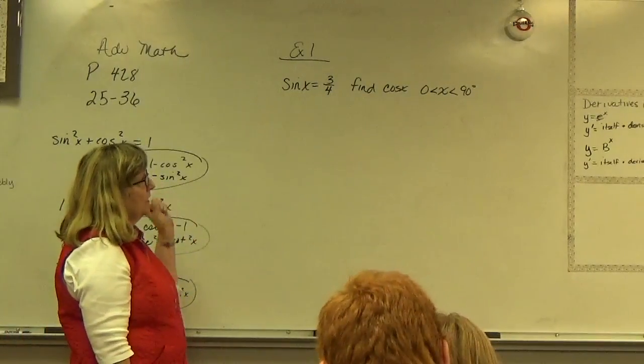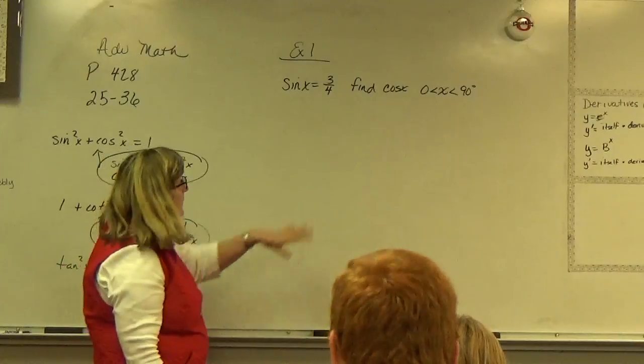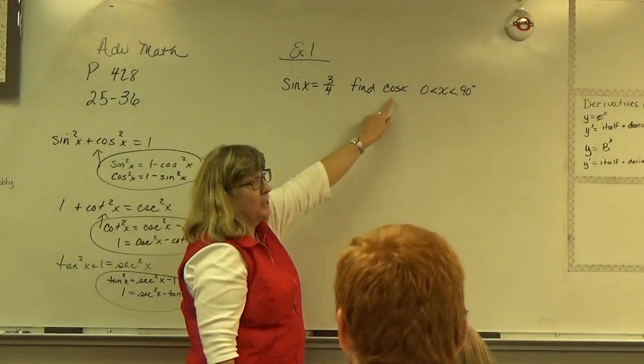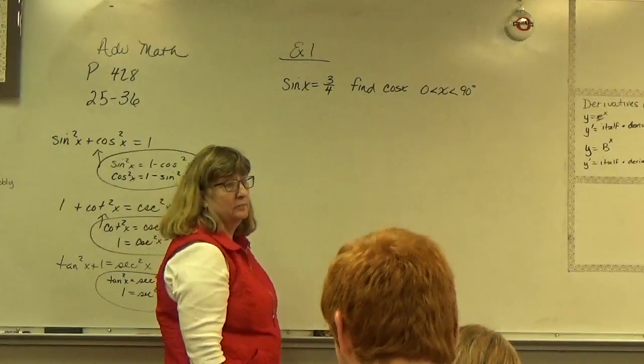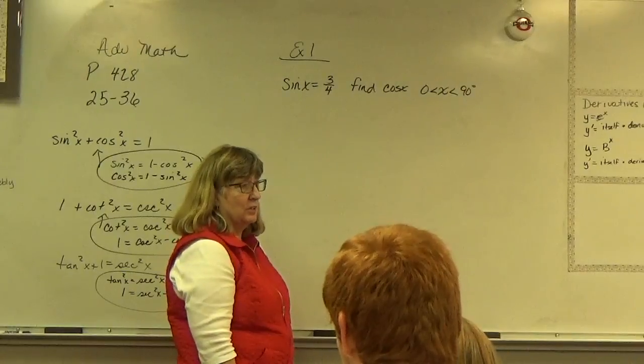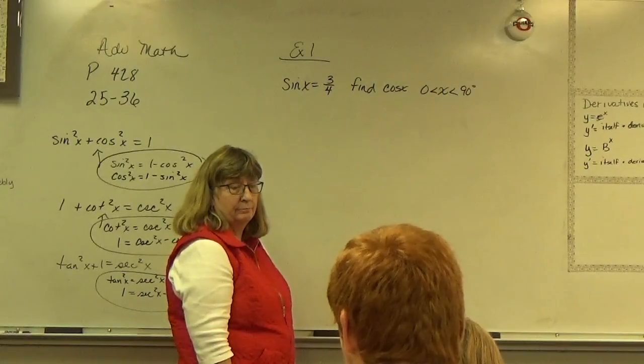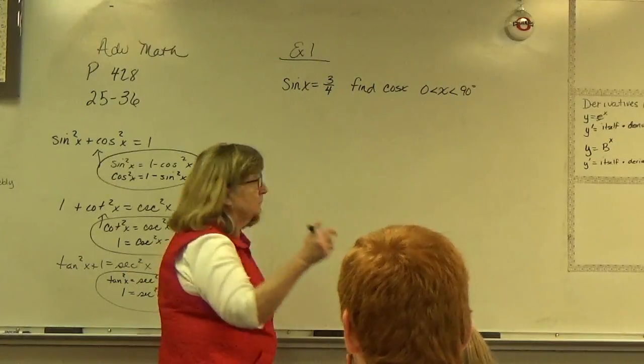Okay, which of the 8 identities would be helpful in finding the cosine if I know the sine? Which of the 8 identities could help me there? Sine squared x plus cosine squared x equals 1.